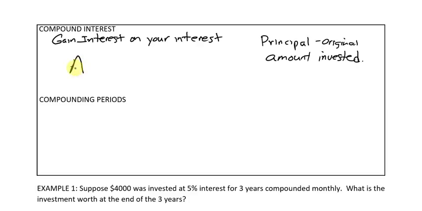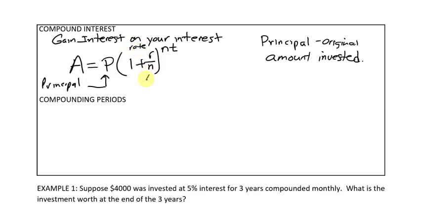It looks like this: A, the amount, equals P times 1 plus the interest rate R divided by N, which is the number of times compounded, to the NT power. The P is the principal, and then R is the rate, N is the number of times compounded, and T is time in years.